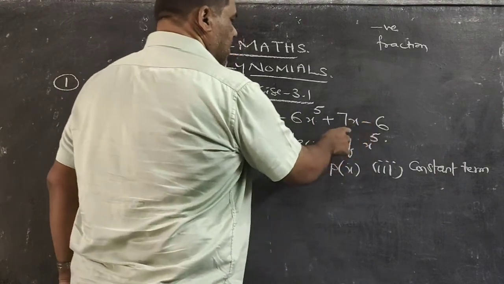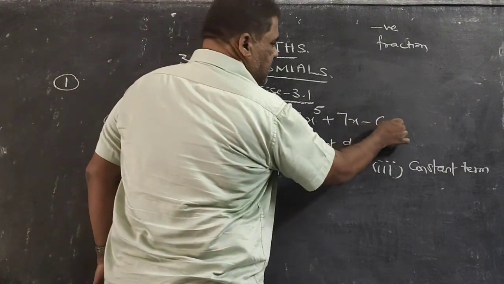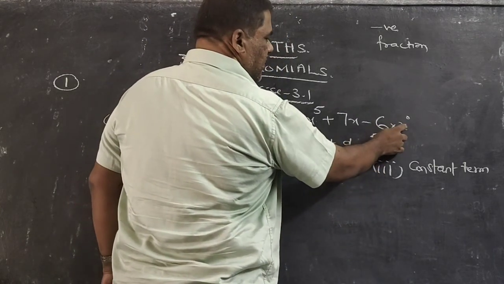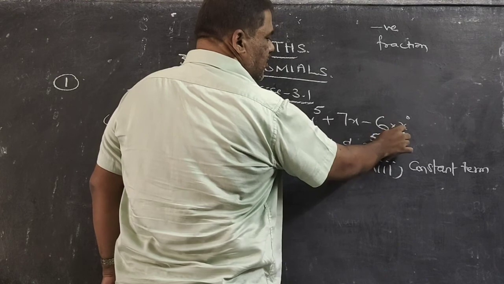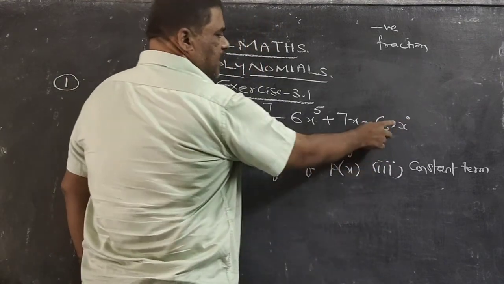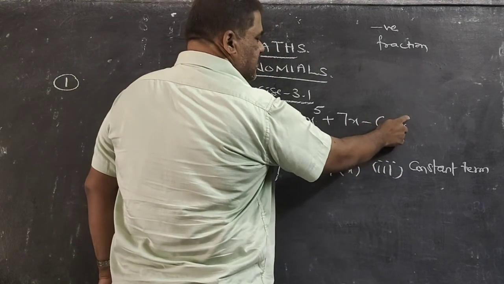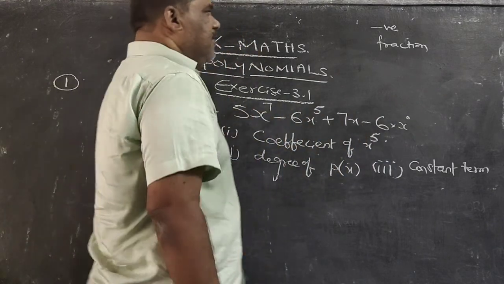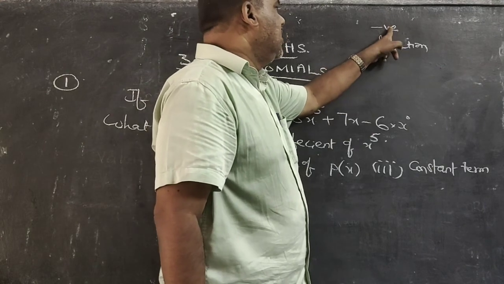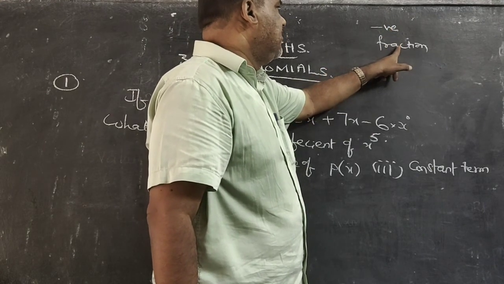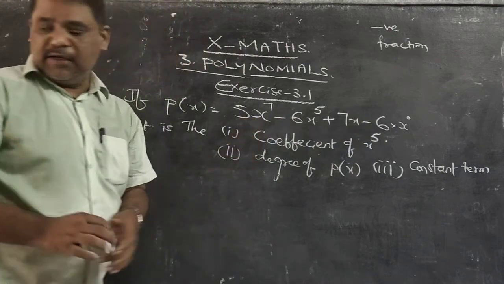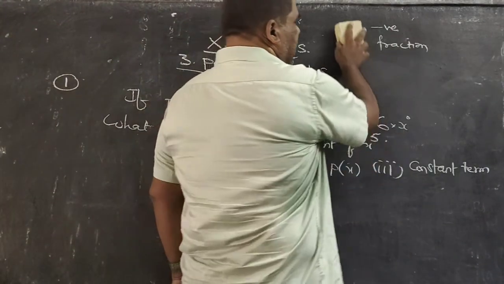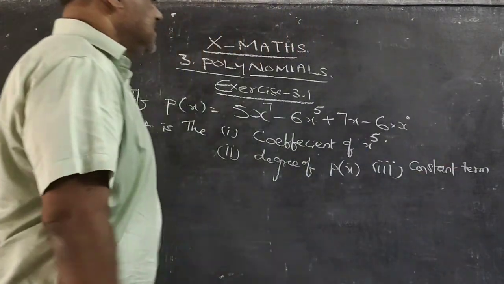Here you see, x is not there, we can consider it as x to the power 0. Anything to the power 0 is 1. So if the x term is not there, you can write x to the power 0. So here the power of x is 0, here the power is 1, here the power is 5, here the power is 7. If the x power is not a negative number and not a fraction, then that expression is a polynomial. So it is a polynomial because the power of x is not a negative number and not a fraction.